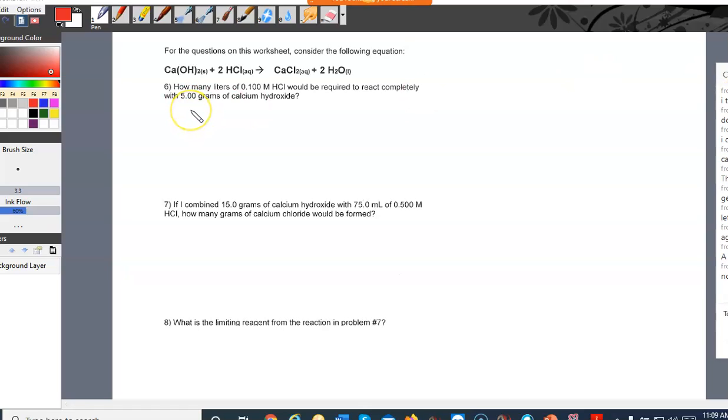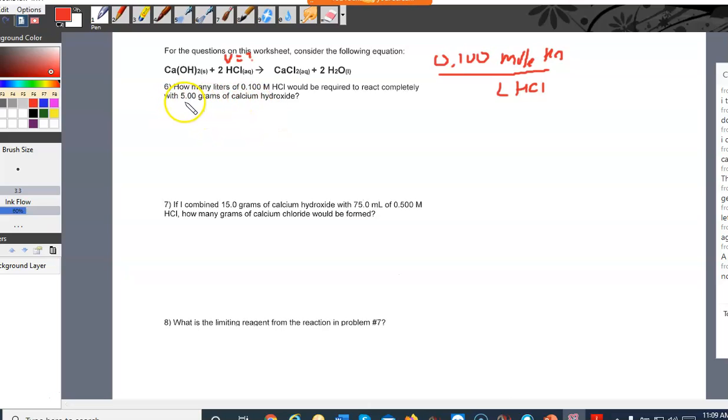Okay, so the first one: how many liters of HCl? So I'm looking for the volume of HCl. Now remember molarity, so this means 0.100 moles of HCl over liters of HCl, to completely react with 5 grams of calcium hydroxide.